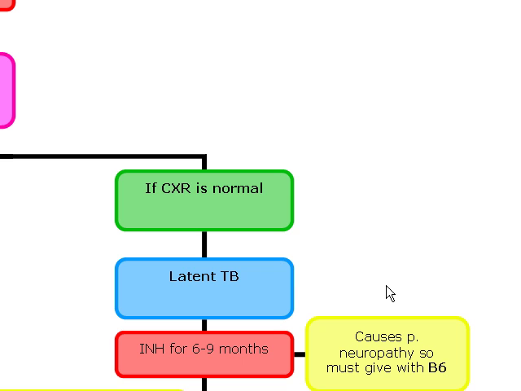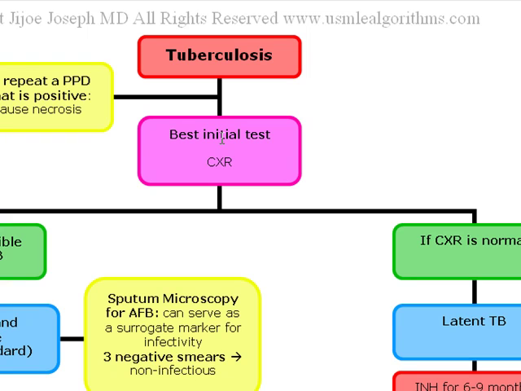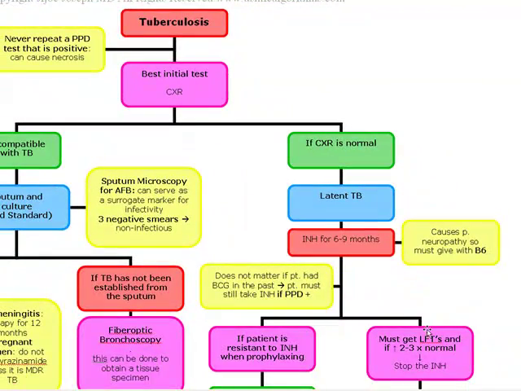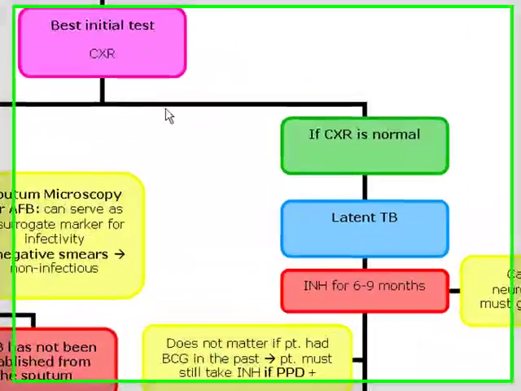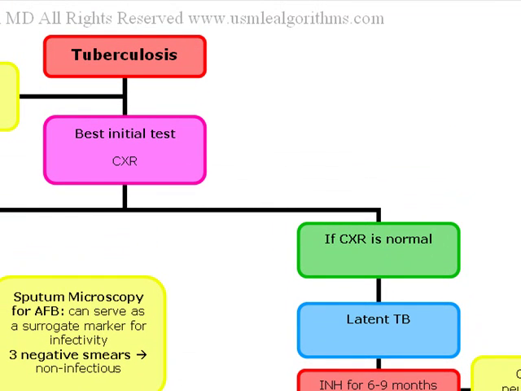And if it's an immunocompromised patient or someone with close contact to someone with active disease, or if the patient had a chest x-ray that showed they had prior TB, in these patients, you're going to need 5 mm in order to be considered a positive PPD. And at that point, we're going to work them up as we just said right now. And you want to remember, you never repeat the PPD test that is positive because it can actually cause necrosis.